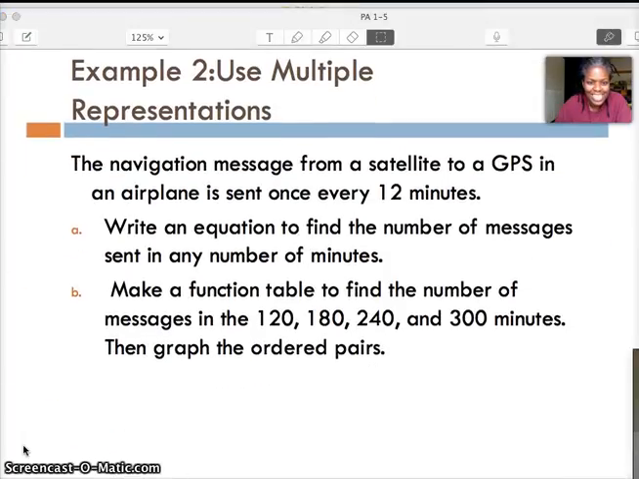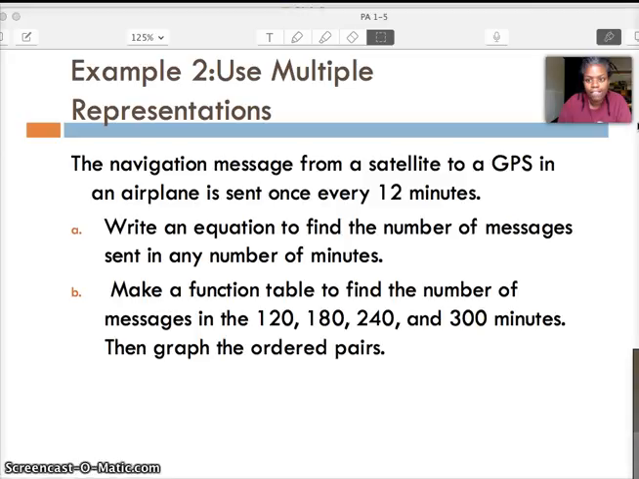Let's look at this next opportunity to learn, or example 2. We're going to use multiple representations. The navigation message from a satellite to a GPS in an airplane is sent once every 12 minutes. So the first thing we're asked to do is to write an equation to find the number of messages sent in any number of minutes.